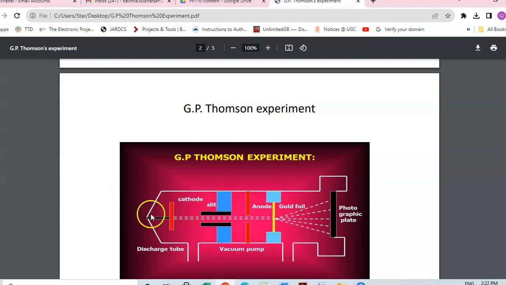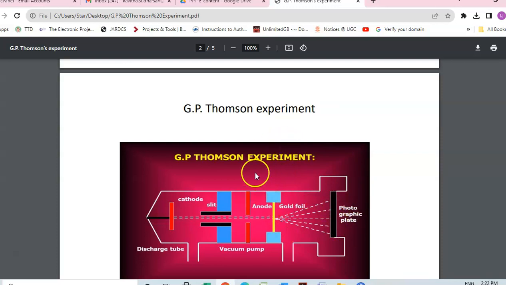First the filament is heated, and electrons come out. These electrons pass through the slit and move towards the anode. The electron beam passes through a fine hole in the metal block B and falls on the gold foil G. This gold foil is of thickness around 10 to the power minus 8 meter. The electrons passing through the foil are received on a photographic plate. The foil consists of a very large number of microscopic crystals oriented at random.